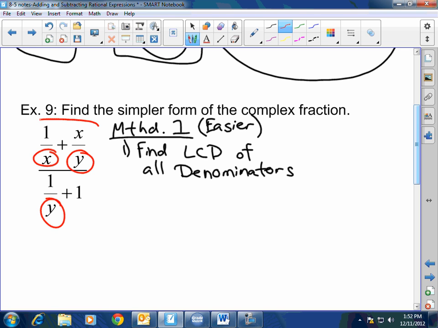Okay, this whole thing is technically a numerator. This whole thing is technically a denominator. However, within this complex fraction, in my numerator, I've got these denominators. And in my denominator, I have this denominator. Right? Because I have a numerator and a denominator in both the numerator and the denominator. That's why it's called a complex fraction. Great question. Thank you.